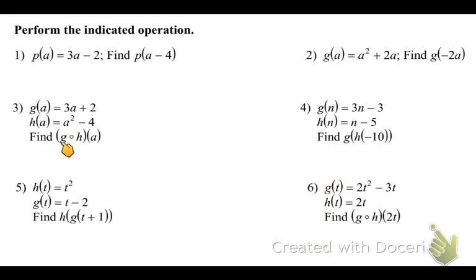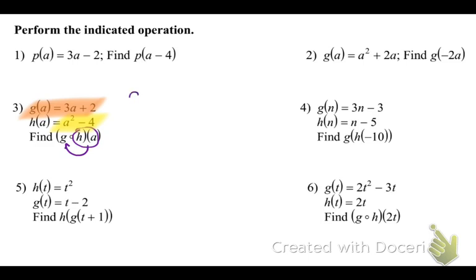When we see number 3, first of all, we have a function defined for g of a, and a function defined for h of a. This expression means to perform the operation of a composition, g of h of a. Essentially, we're going to take the function h of a and substitute it into g, and then evaluate. Everywhere I see a variable in the function g, I am going to substitute in this function h of a, so I'm going to substitute in a squared minus 4.